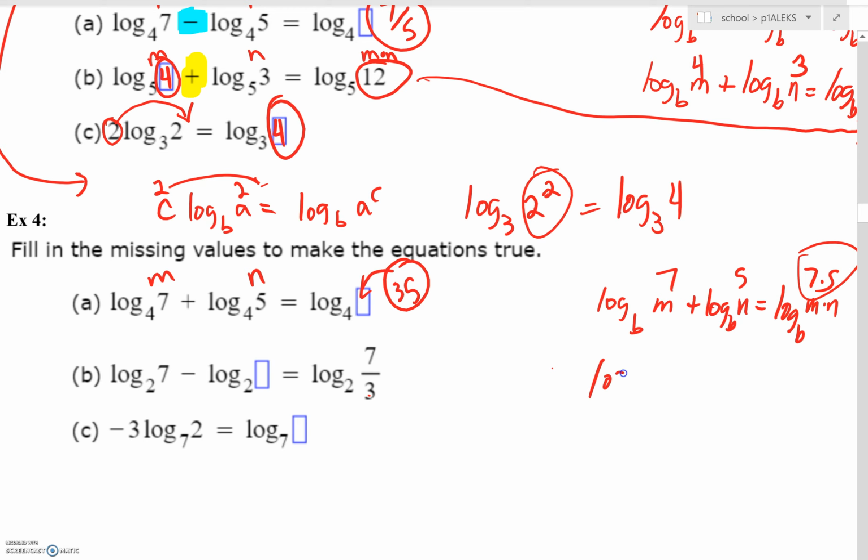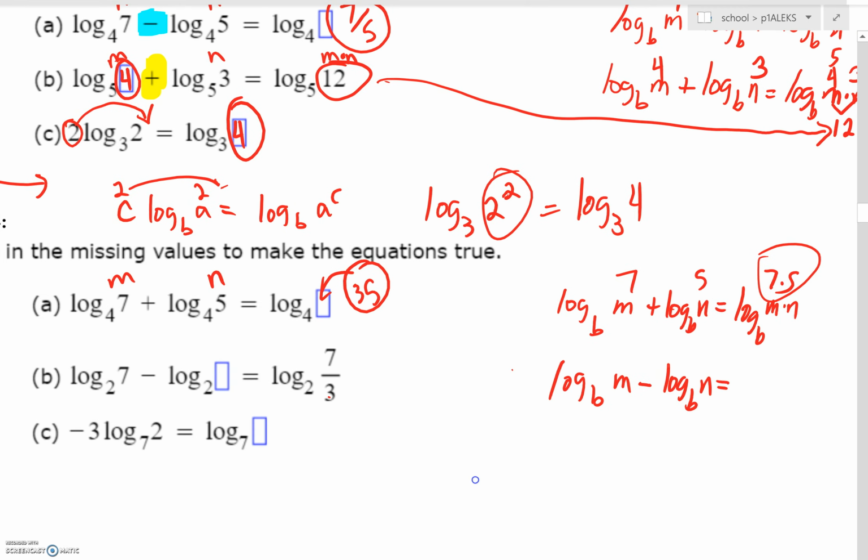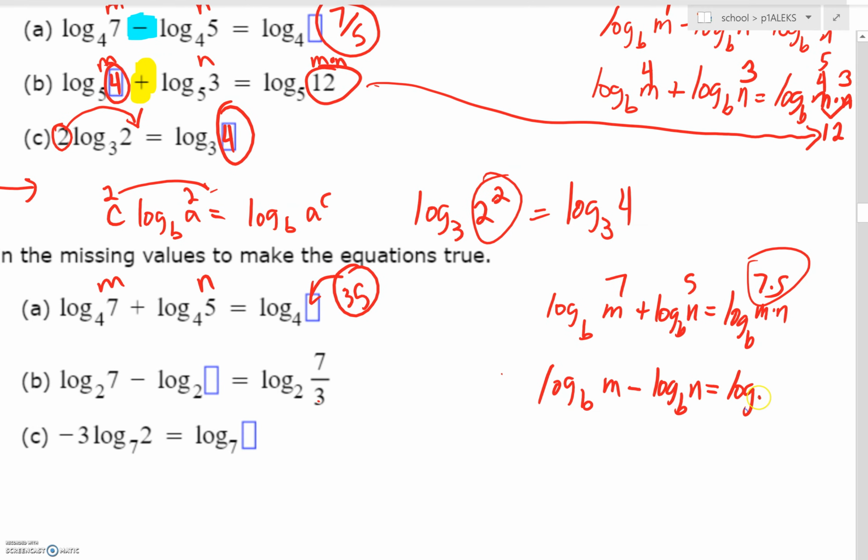Letter B, we'd have log base b of m minus log base b of n equals the log base b of m divided by n. Now, I hope you can see your m is a 7. And this is your m over n. That's a 7 over 3. You now know that your n has to be a 3. And that's what you're going to have to type in to your little box there.